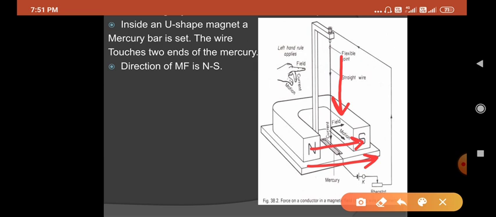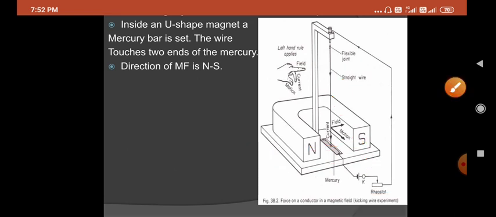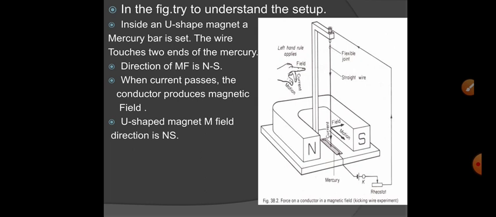Now what is happening: the direction of the electric current is downside and the direction of magnetic field is this side, making 90 degrees to each other. So the direction of electric current and the direction of magnetic force are perpendicular to each other. Now exactly what will happen when current is passed through it? The conductor will produce a magnetic field, and there is already a magnetic field produced by the U-shaped magnet.